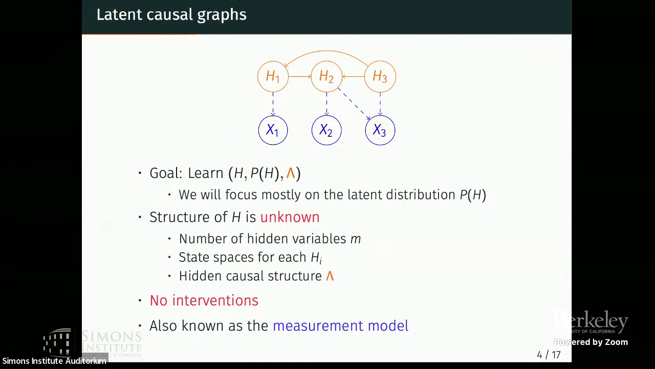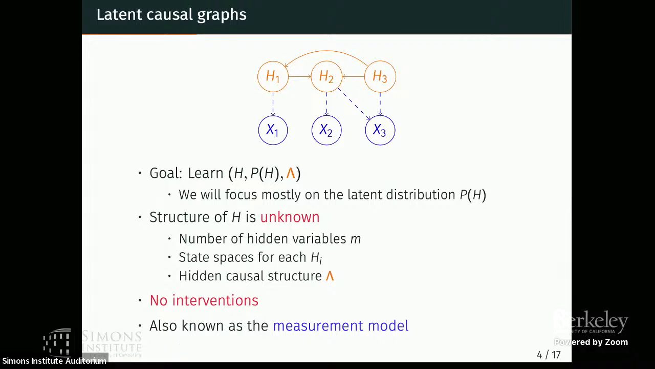Okay, so the goal is to learn the hidden variables H, the latent distribution P of H, and most importantly, the graph lambda over the hidden variables. That's my goal. I'm going to focus mostly on this middle piece, learning the latent distribution, and we'll see why in just a second.